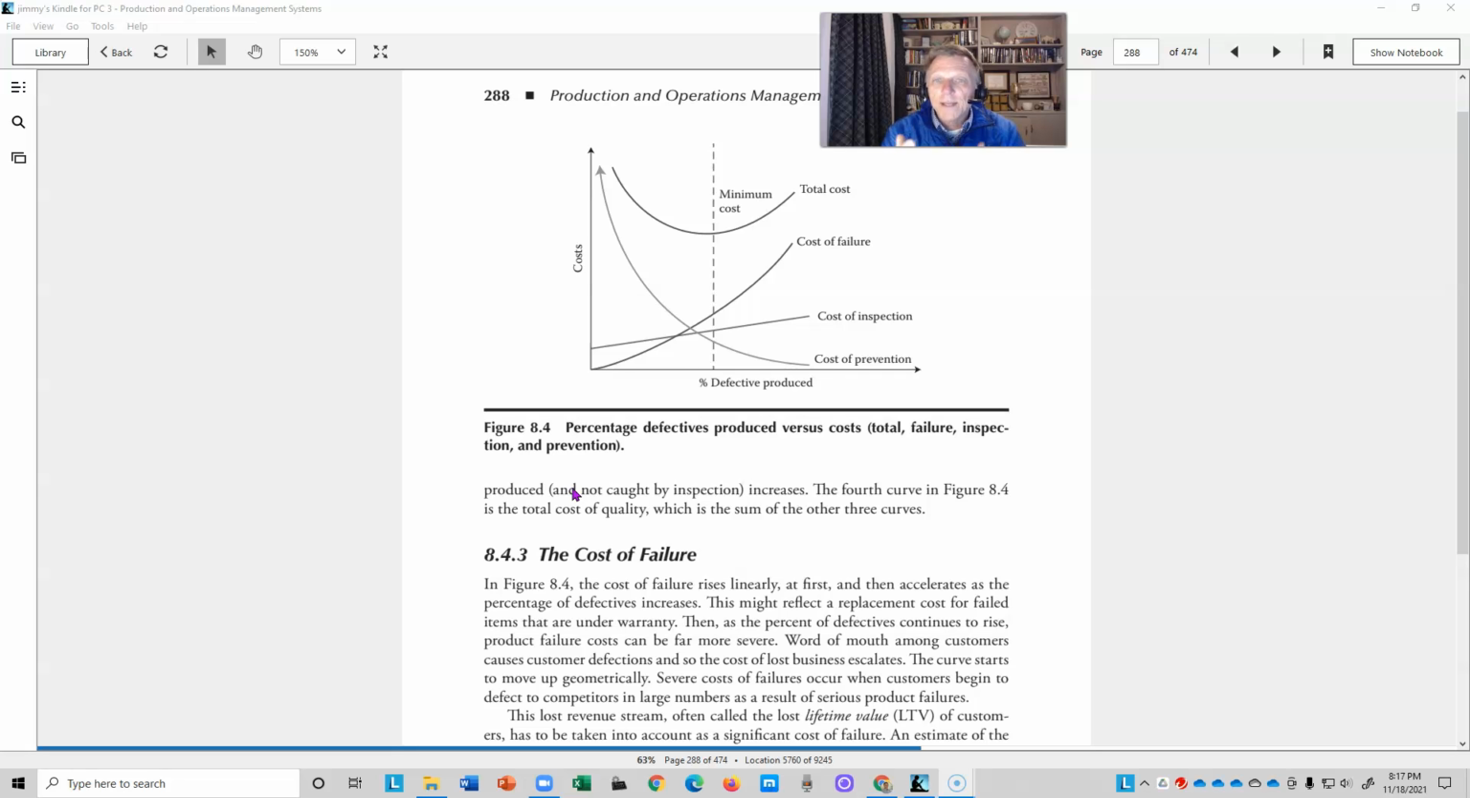All right, so that's what this chart is trying to show. Let's walk through it really quick. Two axes: the percent of defective product or service that's produced, and cost. Let's take a look at this easy one here, the cost of inspection. Like I said, you cannot inspect quality in, but you do have to do inspection sometimes. As your percent of defective product increases, you're going to spend more and more on cost of inspection, either in labor or equipment.